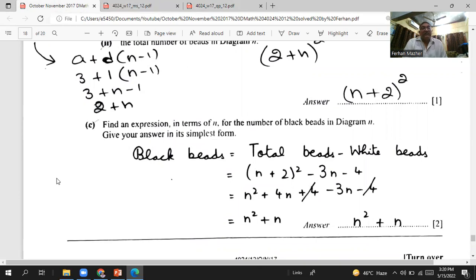Find an expression in terms of n for the number of black beads in diagram n. Give your answer in the simplest form. The black beads will be equal to the total beads minus the white beads. So this will be n plus 2 whole square minus 3n minus 4. So you will have n square plus 4n plus 3 minus 3n minus 4. So it will be n square plus n, because they will cancel.